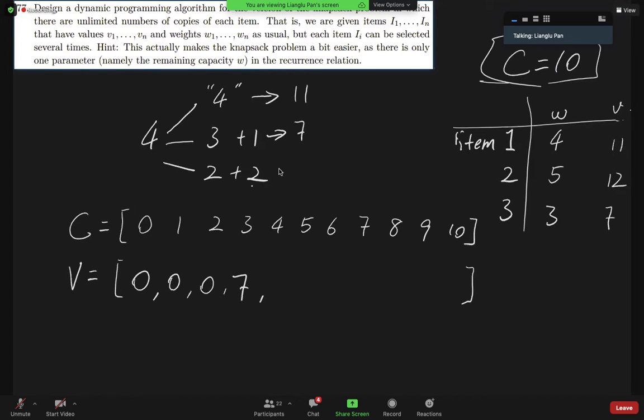And for 2 plus 2 split, it means we want to find out what is the highest value we can get if we have capacity 2, plus the highest value we have if we have capacity 2. And we know from the array V that if we have capacity 2, the highest value we can get is 0. So this option will just give us 0. Now, if we have total capacity 4, we have these 3 options. And of course, it means if we have capacity 4, we're going to load item 1 into it, get the value equal to 11.